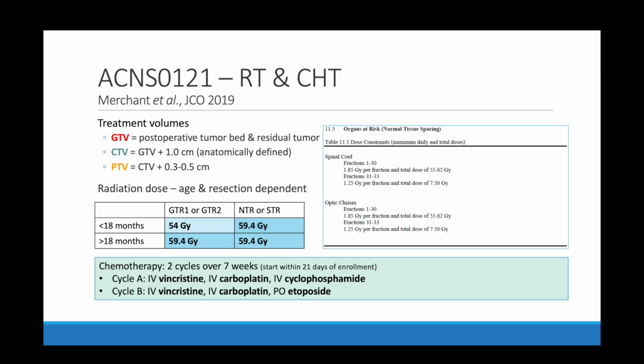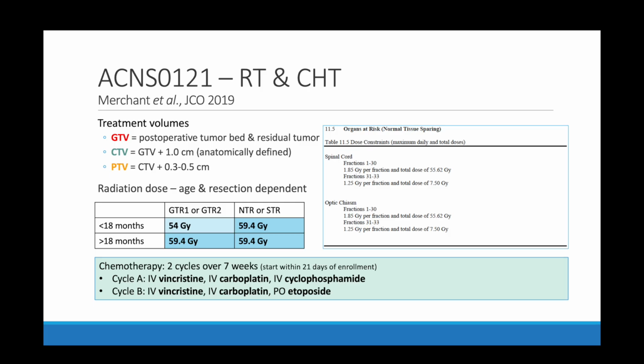The radiation dose was typically 59.4 gray, but depending on the age, they would modify it a little bit, meaning if the patients were less than 18 months old and they had a GTR, so whether it was a GTR1 or a GTR2, microscopic residual was accepted, these patients were treated to a slightly lower dose of 54 gray because they were younger, less than 18 months old. Everyone else, regardless of the degree of resection, if they were older than 18 months, they got 59.4 gray. And even if they were younger than 18 months, if they had a near total or subtotal resection, they still got 59.4 gray.